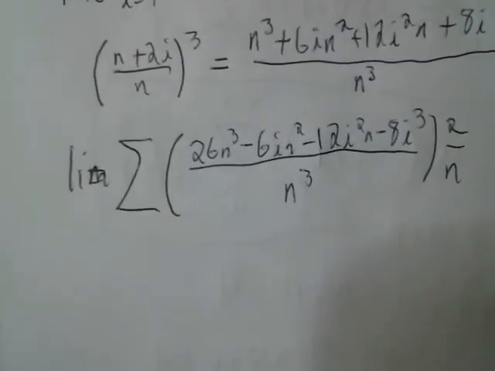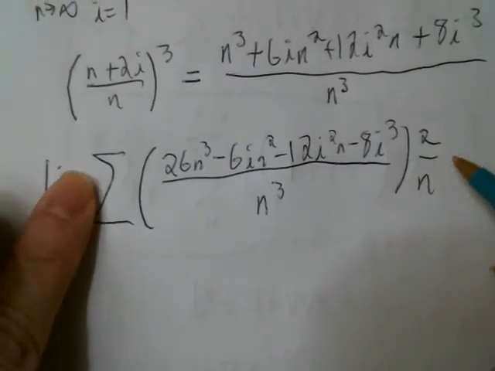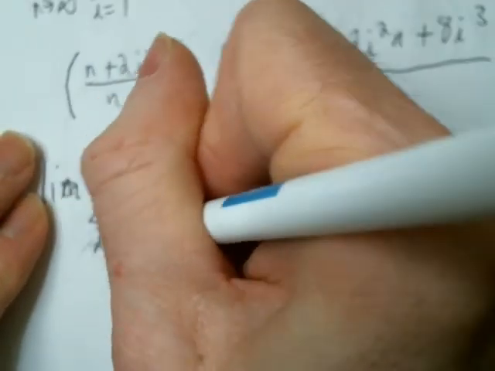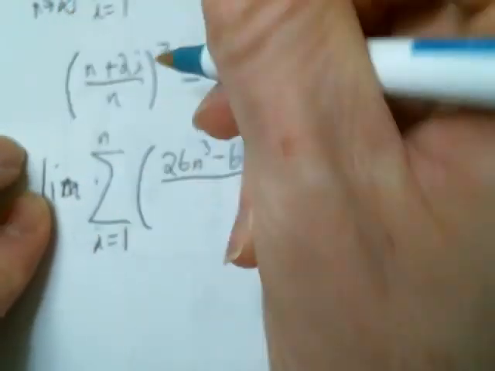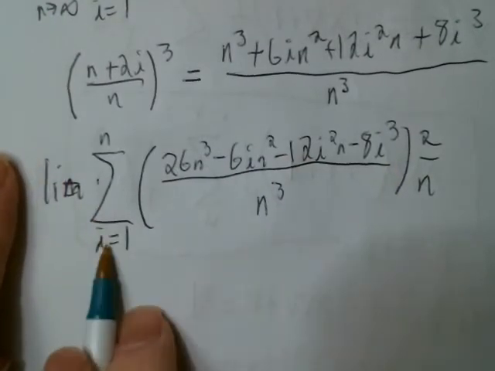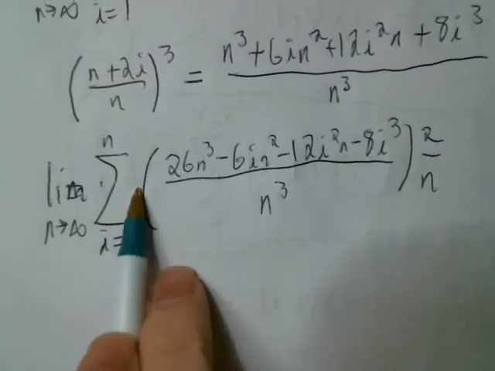You can distribute here. I looked on CalcChat and they don't, but you can factor this out of the summation symbol. The summation symbol is going from 1 to n. It's finite, so you can factor out any constants. And 2 over n is not dependent on i, it's dependent on n. You can't pull it out of the limit, because the limit is dependent on n. But you can pull it out of the summation and put it right here. I'm not going to do that though.